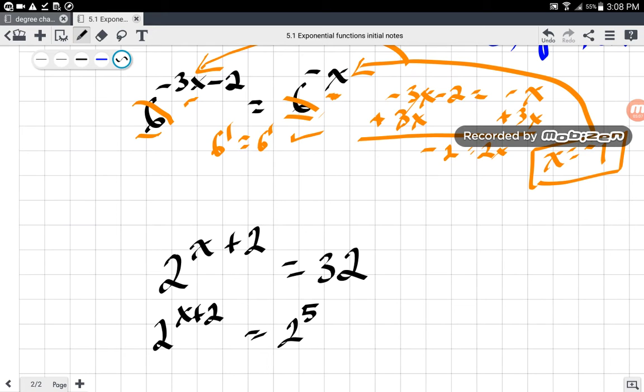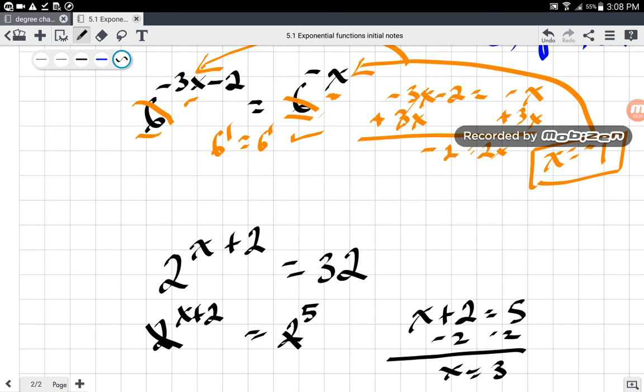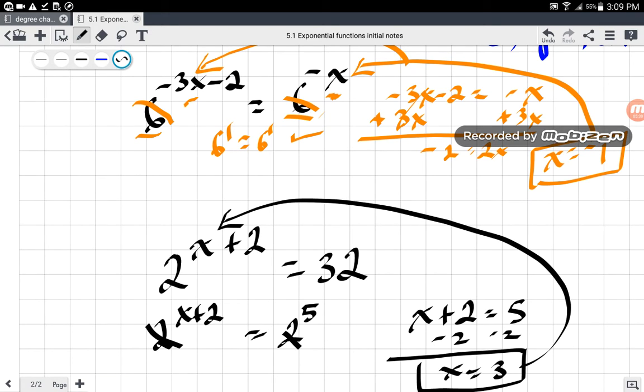2 to the 5th is 32. I'm just rewriting it in equal but different forms. So now I have two exponents with the same base. Cancel out the base, set the powers equal to each other, and solve. And you can also substitute back into the original equation and make sure that it's still equal. So here I have 2 to the 3 plus 2 is 5, so 2 to the 5th equals 2 to the 5th, so this does check out.